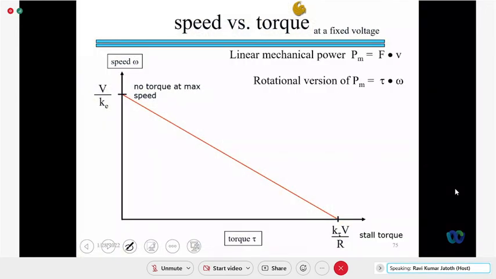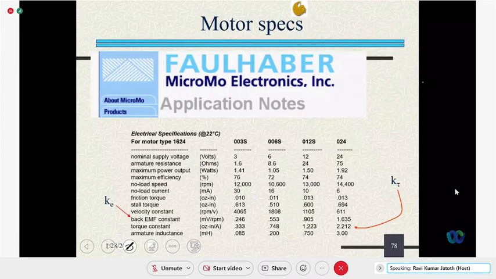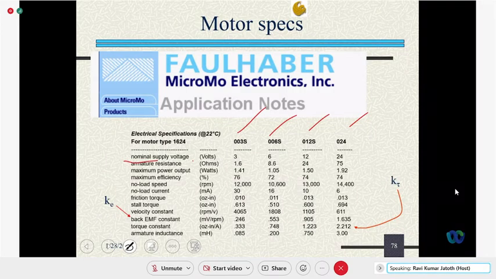10:43. Right. Now the commercial motors available in the market come with a data sheet. The moment you see the data sheet, you can understand these things. This one is by one manufacturer, and three or four variants of motors are given. Nominal supply voltage means the voltage which you can apply.